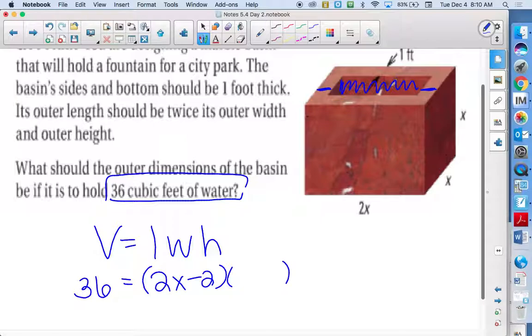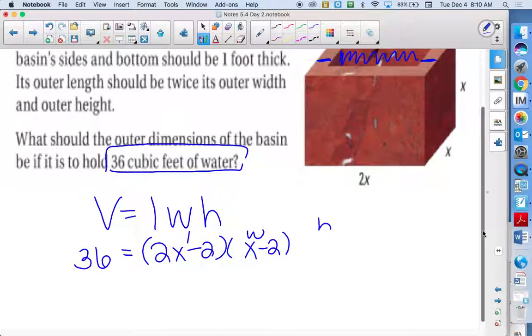So then the width, it says, is x. But again, I have this border going around it. And it's a 1 foot thick border so that the water stays inside and it doesn't go out. And it has to be thick so that it can contain and hold all this water. So we also have to subtract 2 from the length and 2 from the width. So we have our length, we have our width, and then we need to talk about the height.